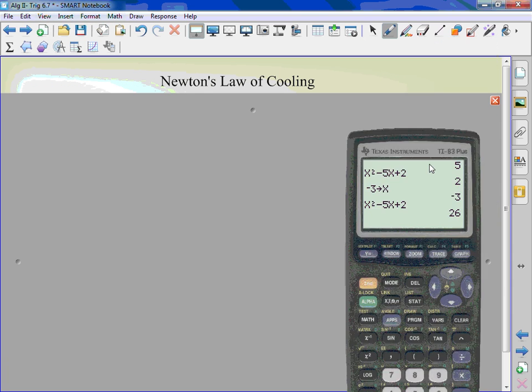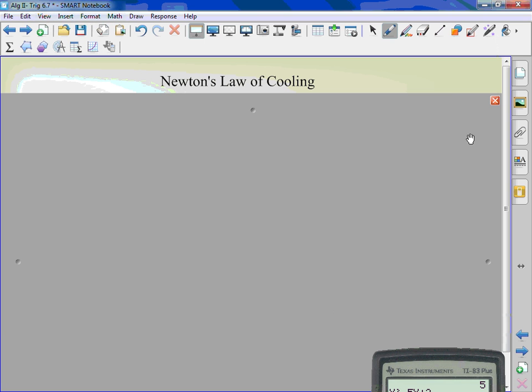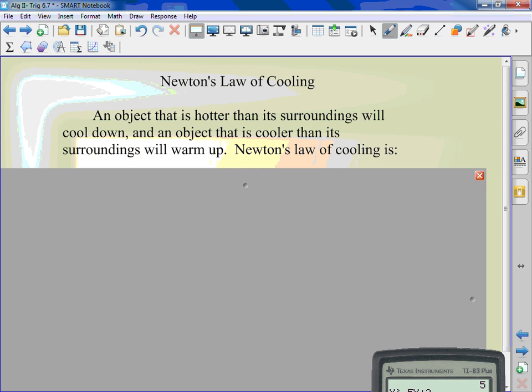Newton's law of cooling. Physics. An object that is hotter than its surroundings will cool down. An object that is cooler than its surroundings will warm up. Makes sense, right? If something's hotter and something's colder, they balance it out.